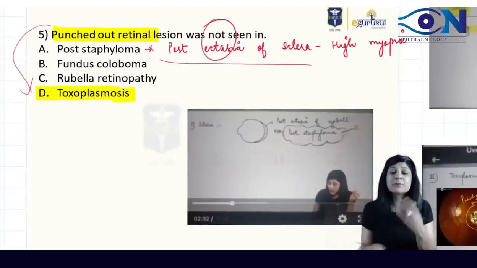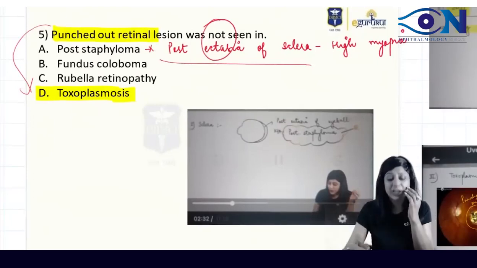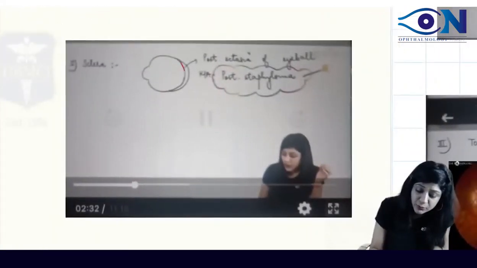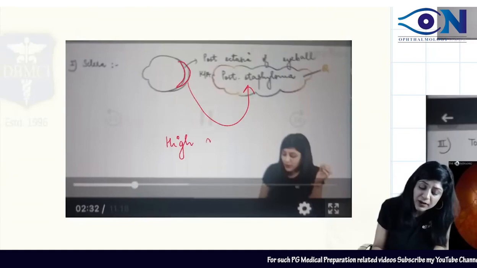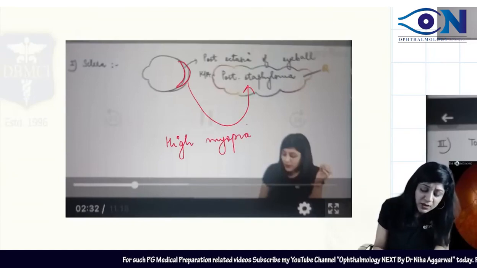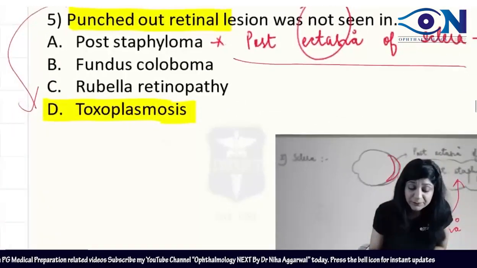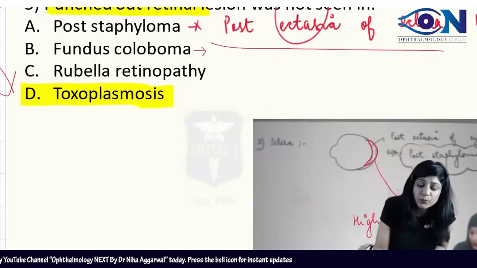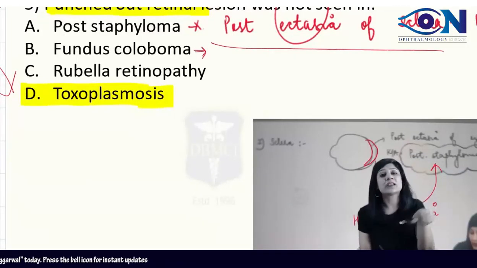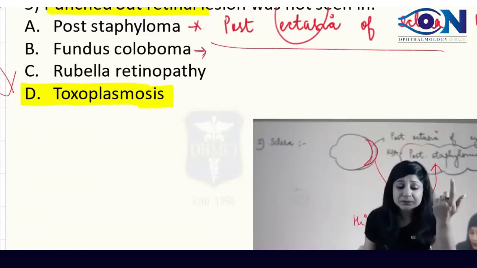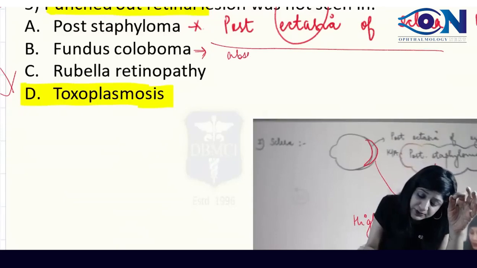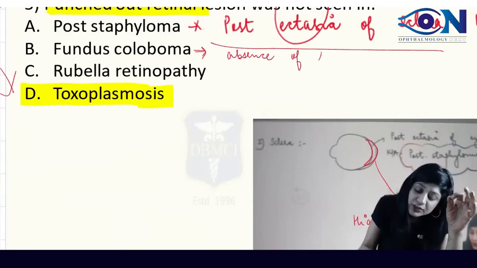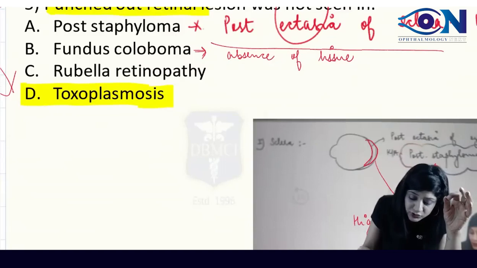In posterior staphyloma, what you are getting is the stretching of the eyeball. This is the posterior stretching of the eyeball. This is called posterior staphyloma that you get in cases of high myopia or pathological myopia. If I talk about the coloboma, coloboma means you will get a round kind of lesion where you will have absence of the tissue. So that is also not called a punched out lesion.